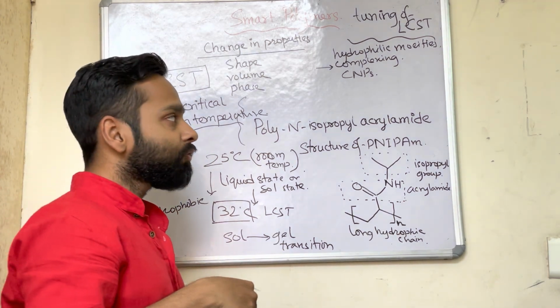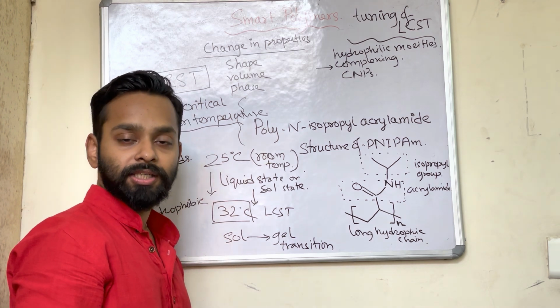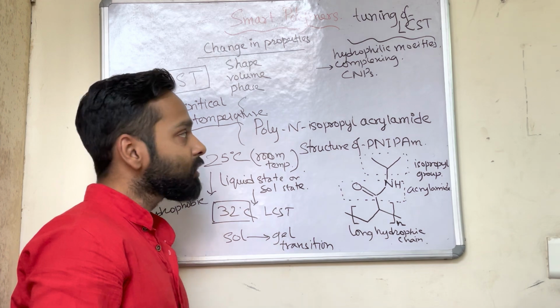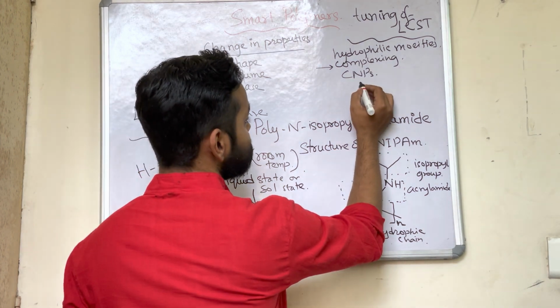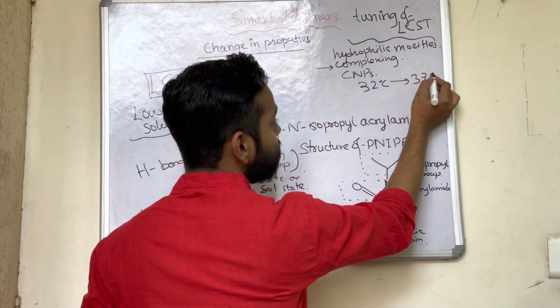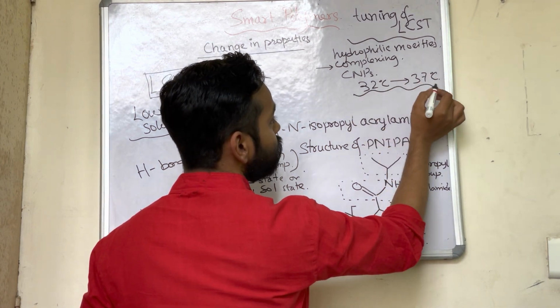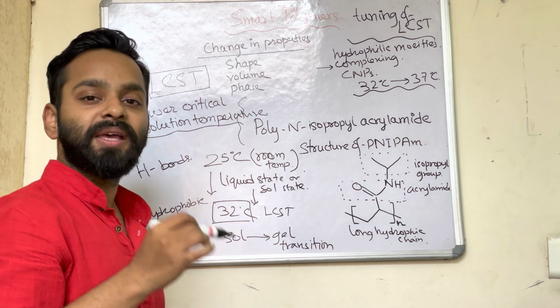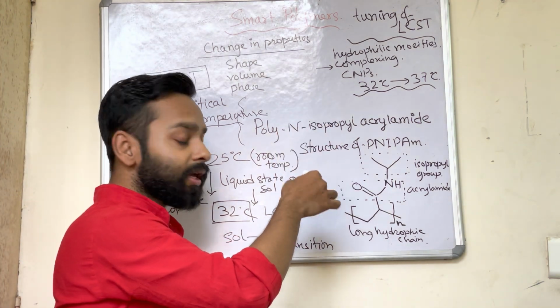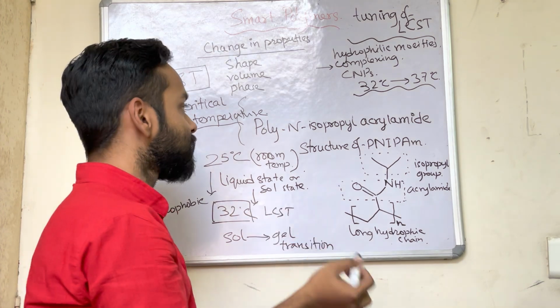Because of more hydrogen bonds in the structure, more energy will be required to break them. That is why this LCST shifts from 32 degrees Celsius to 37 degrees Celsius, which can be tuned by the addition of specific molecules or specific elements in its construction, in its fabrication step.